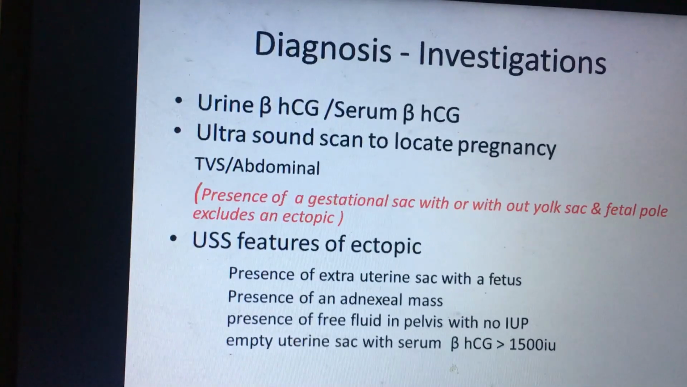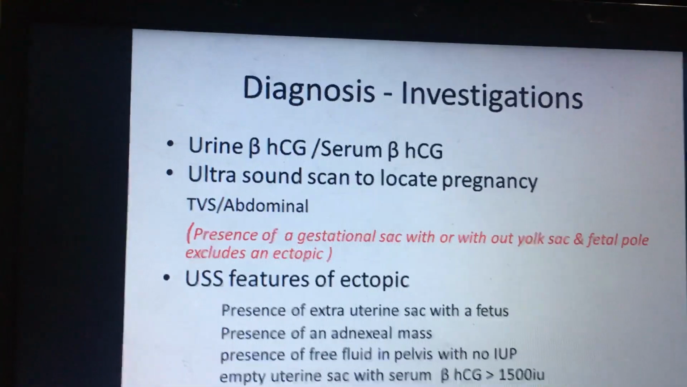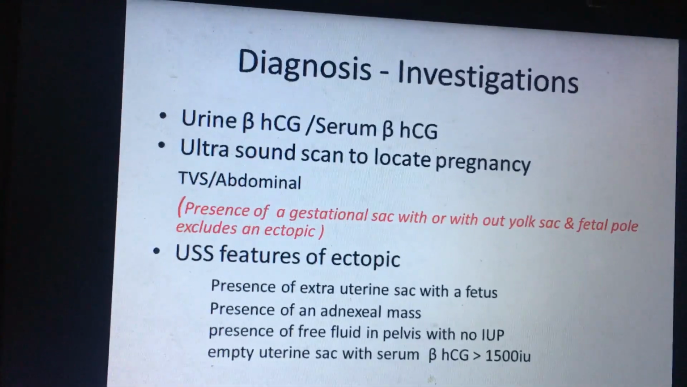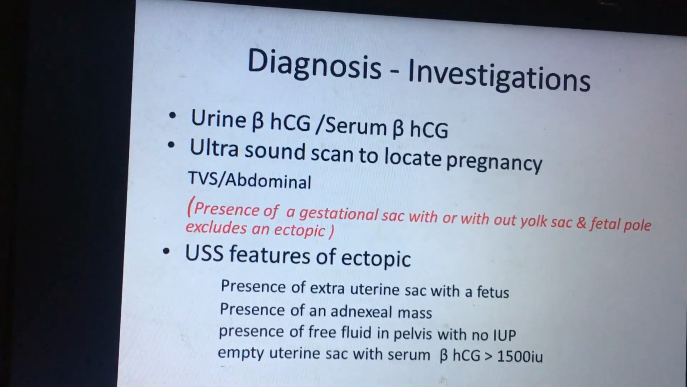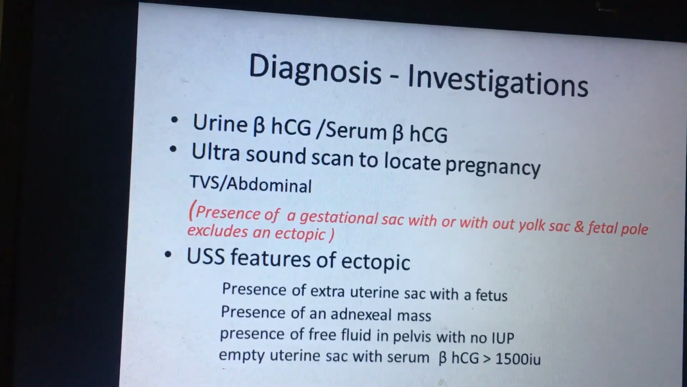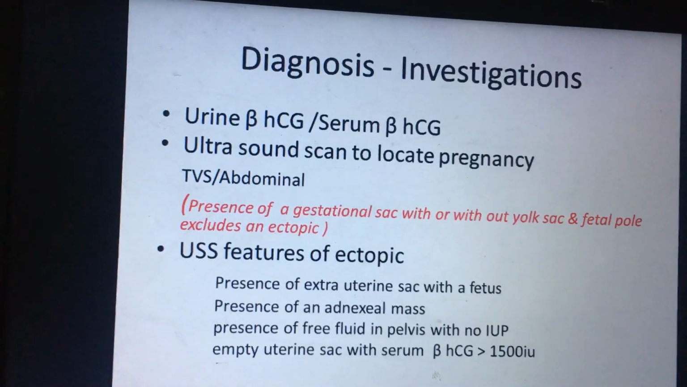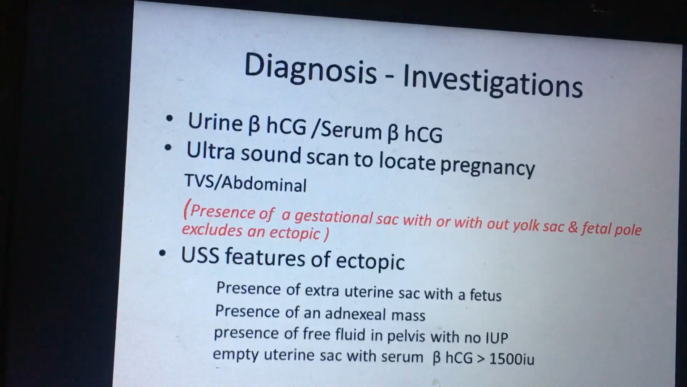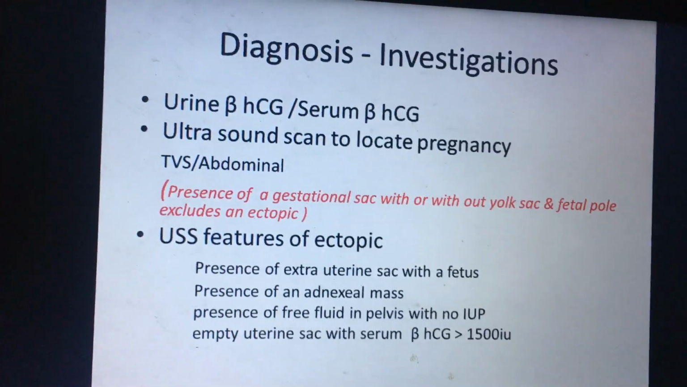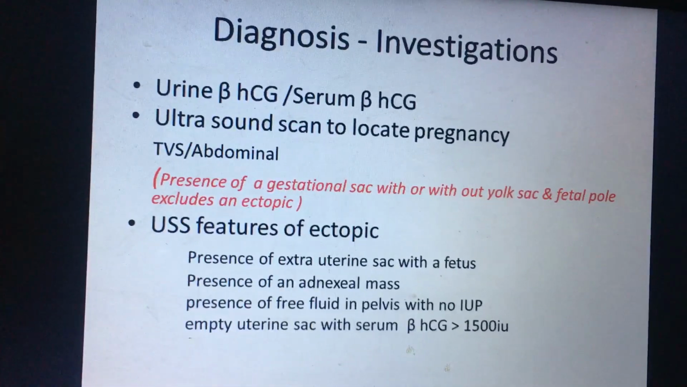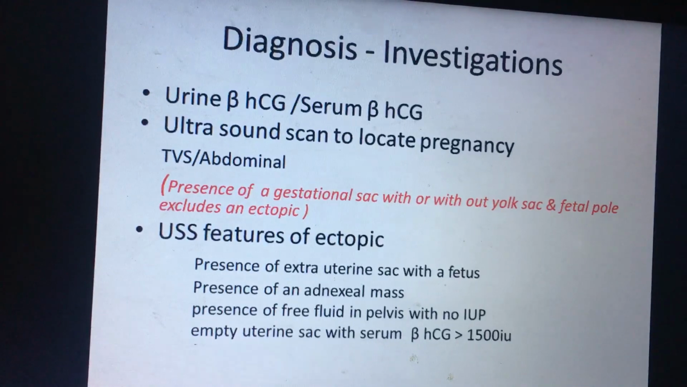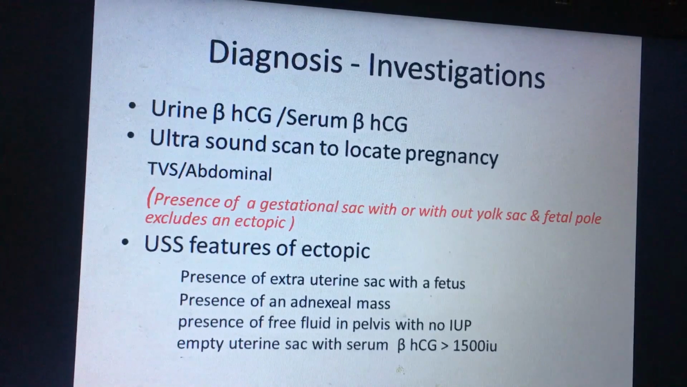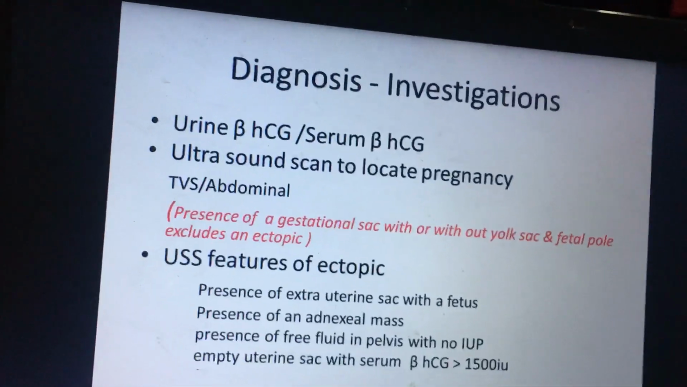How do you diagnose it? First, you have to diagnose pregnancy. Probably you will do it via the urine HCG. If it comes as positive, and from the ultrasound you don't see an intrauterine sac, you go for the beta HCG level. If the beta HCG level is more than 1500, there should be a pregnancy somewhere. And also, if you don't see the intrauterine sac, you have to suspect there must be an ectopic pregnancy.